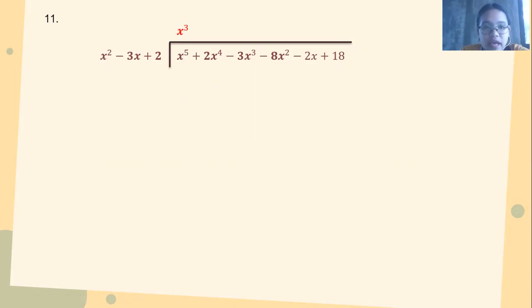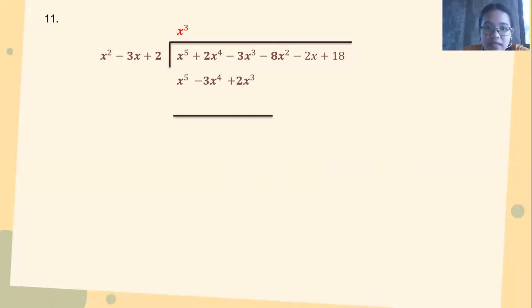And our quotient x cubed here, we multiply to each term of our divisor. So we have here x cubed times x squared, we have x raised to 5. x cubed times negative 3x is equal to negative 3x raised to 4. x cubed times 2, we have positive 2x cubed.